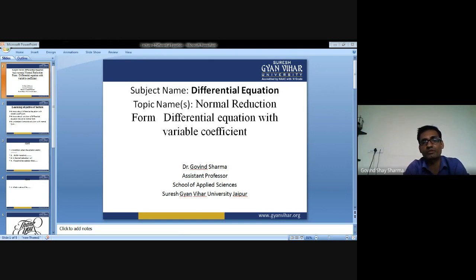Variable coefficient means the coefficients of the derivatives d2y/dx2 and dy/dx are multiplied with functions of x, like x square, x cube, x plus 1 and x. That type of differential equation we call a differential equation with variable coefficient. Here we have done three methods to solve this type of equation.